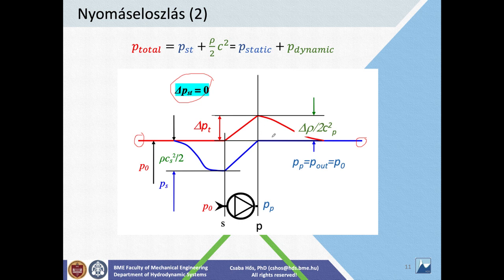And the very same distribution looks like this. Again, you have the dynamic pressure in between the static and the total pressure. Okay, so it's pretty much the same, but it's another very common example.